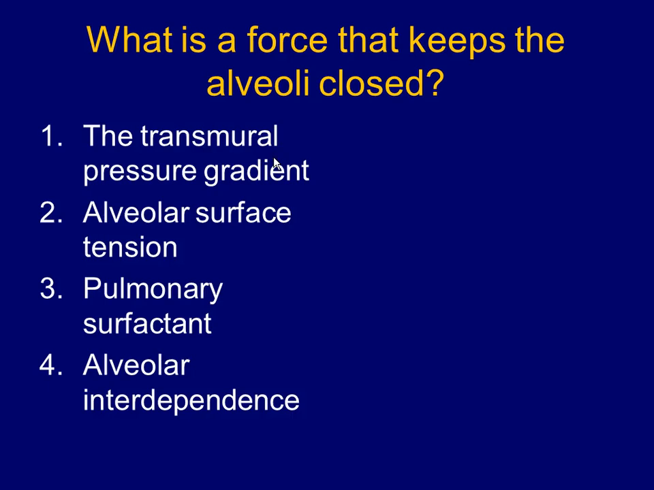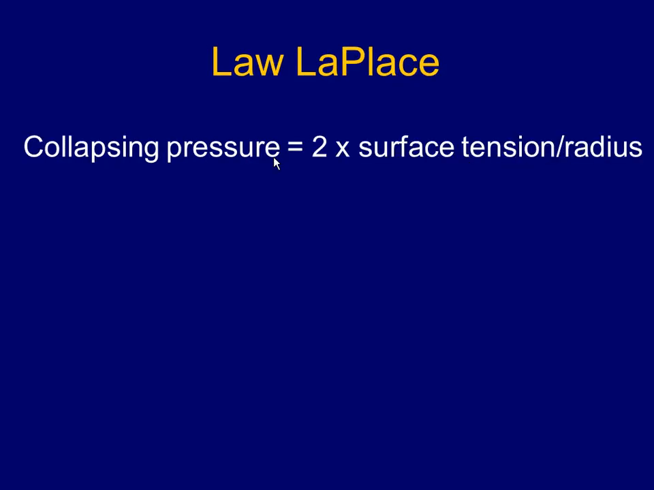Right, so what's the force that keeps the alveoli closed? There's only one of them. Well, there are 2 of them, but only one of them shows up here. What's the one that keeps it closed? That tries to collapse the baby's lungs? The alveolar surface tension. Yep. So the other 3 are trying to open up the lungs. Number 2 is your correct closer.